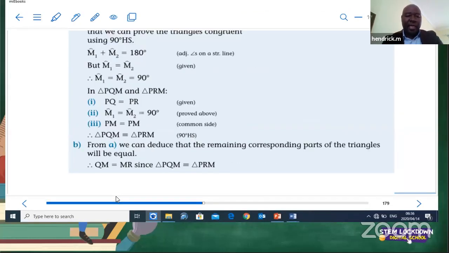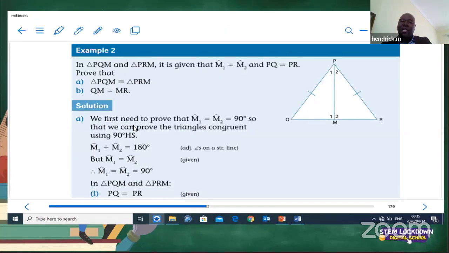Now, just to go back again, you have now proven that M1 is equal to M2. We've done that. So we know that PQ is equal to PR. Therefore, M1 is equal to M2, which is 90. We've proved that. PM is equal to PM. Those are common sides. If we go back to the triangle, let's look at the common side. Can you see two triangles there? PQM and PRM. If you separate the two triangles, you will be able to see that PM is common. We say that PM is a common side.